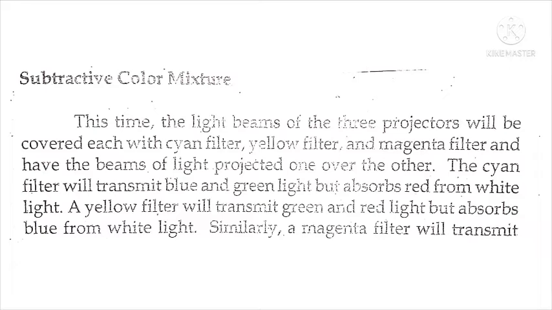The cyan filter will transmit blue and green light but absorbs red from white light. A yellow filter will transmit green and red light but absorbs blue from white light. Similarly, a magenta filter will transmit red and blue light but absorbs green from white light. At the center where the three beams of light are merged, we will see black. In simple terms, cyan is the complementary of red, yellow is the complementary of blue, and magenta is the complementary of green.